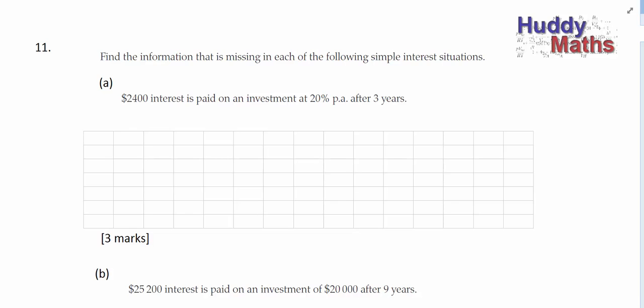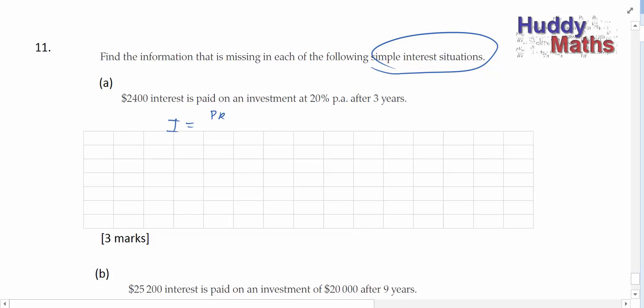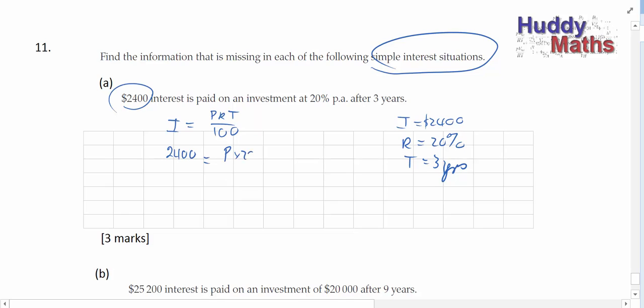Find the information that's missing in each of the following simple interest. So simple interest is PRT over 100, and $2,400 is paid, so the interest is $2,400. Not a bad idea to put this down the side. Okay, the rate is 20%, and the time is 3 years. So here it is. We don't know what the investment is. That's what's missing. So P times 20 times 3 over 100.